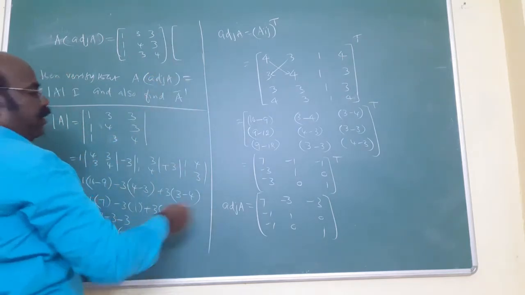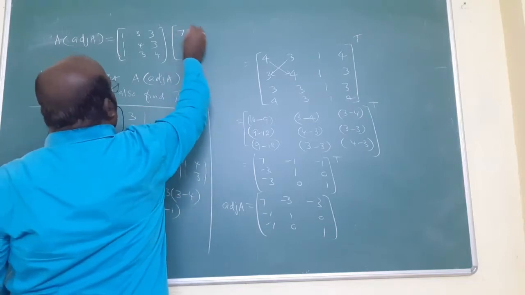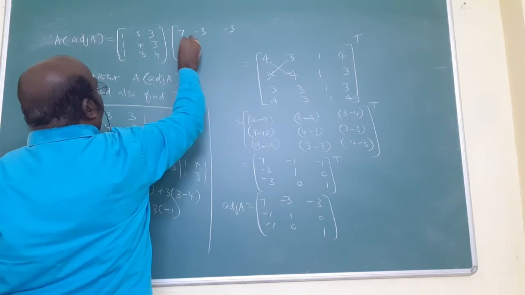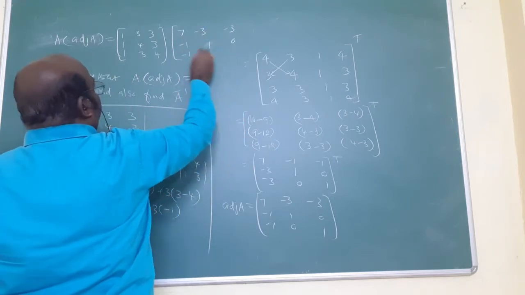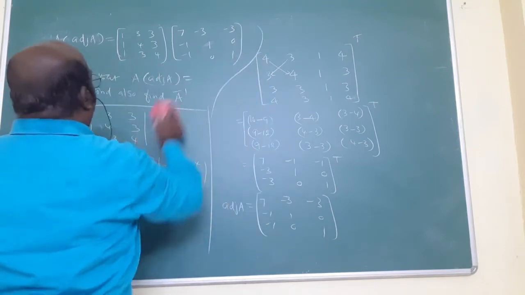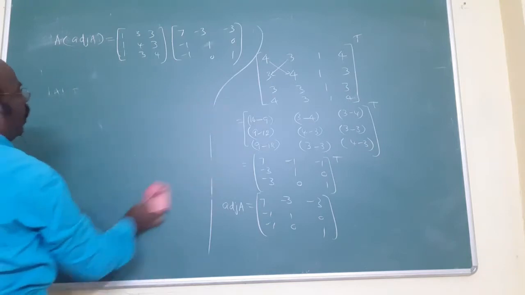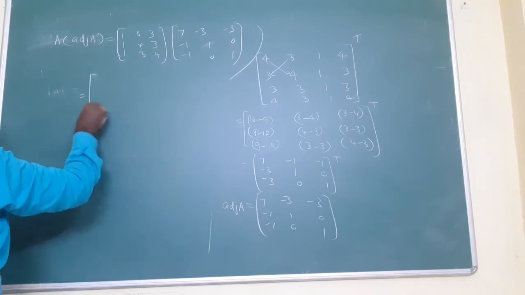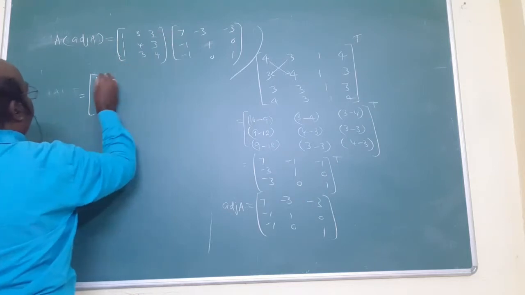Into the adjoint is what? How do we find it out? 7, minus 3, minus 3. Here minus 1, 1, 0. Last one minus 1, 0, 1. Now multiply. In matrix multiplication, the first row is connected to the first column in this way. What I told you: first row with first column.